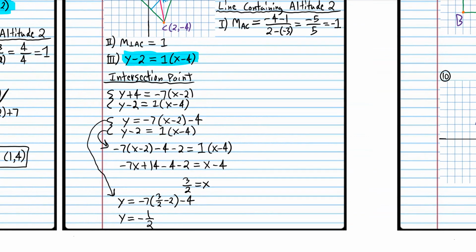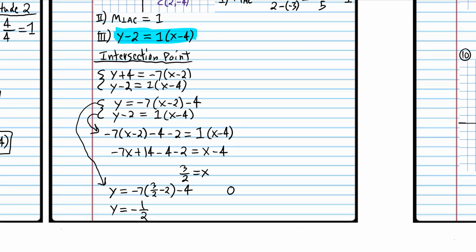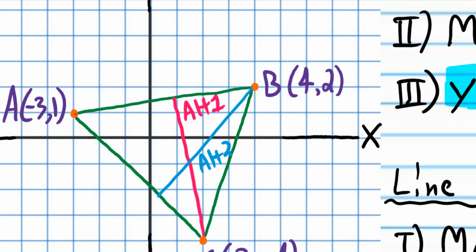So now we have the point of intersection. So we can say the orthocenter is at 3/2, negative 1/2. And that is the final answer. In that case, we had some fractions. It looks like 3/2 and negative 1/2. That makes sense. So right about there.